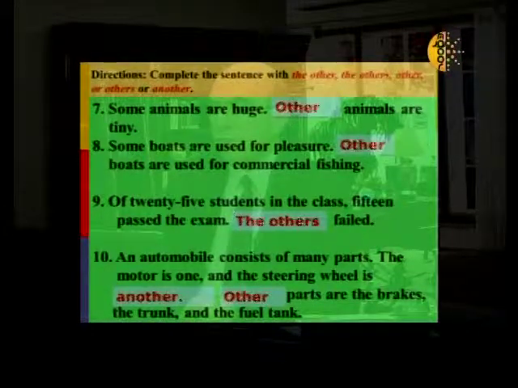Of 25 students in the class, 15 passed the exam. The others failed. Here we use others, the others, as a pronoun. There is no noun. We use the plural because it refers to the 10 students who did not pass. Sentence number 10. An automobile consists of many parts. The motor is one, and the steering wheel is another. Other parts are the brakes, the trunk, and the fuel tank. So here is another and other.